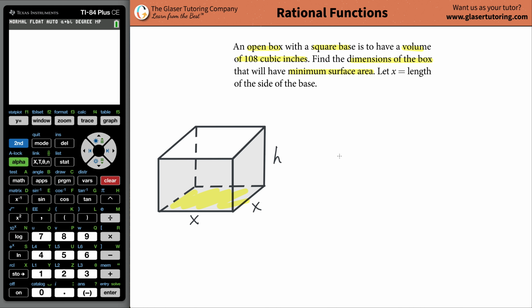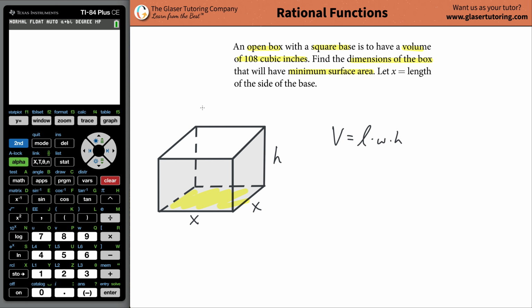So that's all I can do pictorially. Now I have to think about what they gave me. They're talking about two things. They're talking about the volume of the box. So how do we find the volume of a box? It's simply the length of the box times the width of the box times the height of the box.